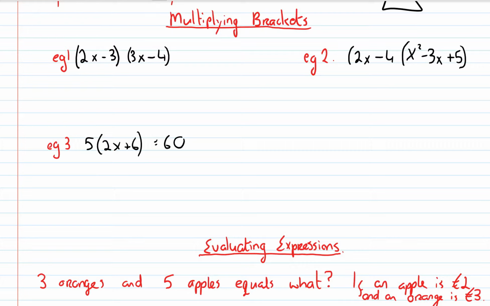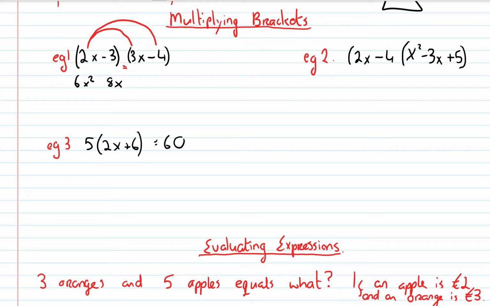Right. So when I'm multiplying out brackets, two brackets stuck together with nothing in between, which implies they're being multiplied by each other. So we do first number by first, first by second. So 2x by 3x, well, 2 by 3 is 6, x by x is x squared. And then 2x by minus 4, well, 2x by 4 is 8x.